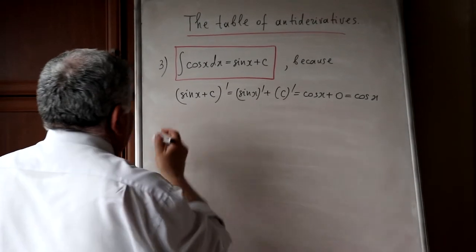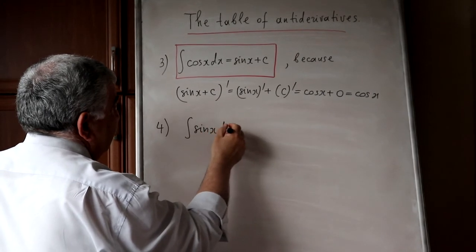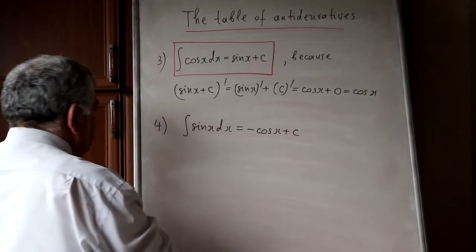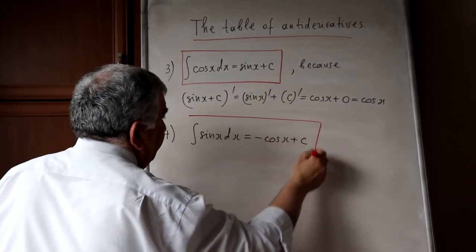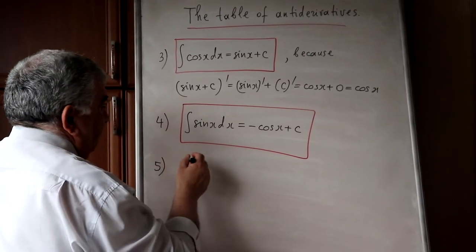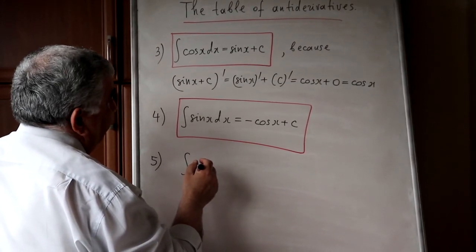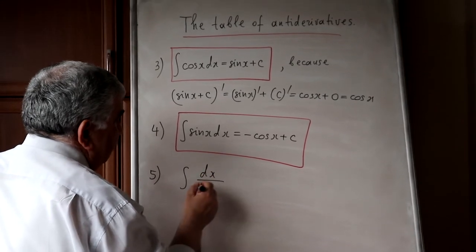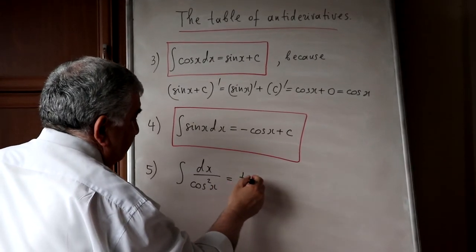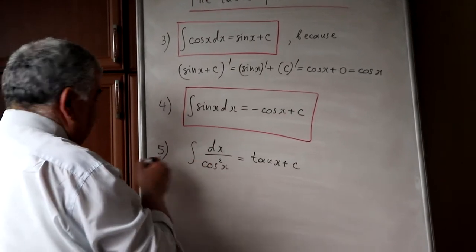Then fourth formula, integral of sine x dx is equal to minus cosine x plus c. Fifth formula, integral of dx over cosine squared x is equal to tangent x plus c, because derivative of tangent x is 1 over cosine squared x.